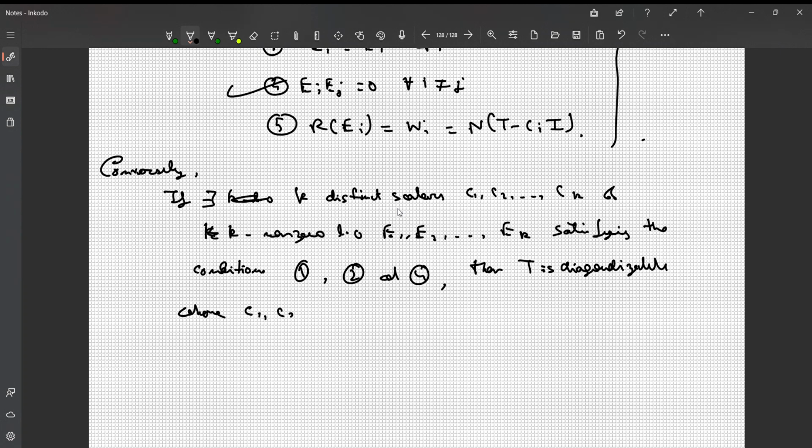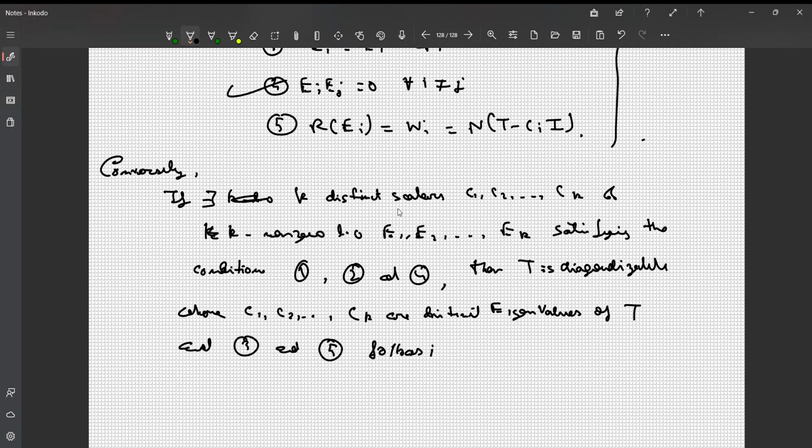Where each of these scalars c1 till ck are the distinct eigenvalues of T, and the other conditions we have, that is 3 and 5, follow immediately.